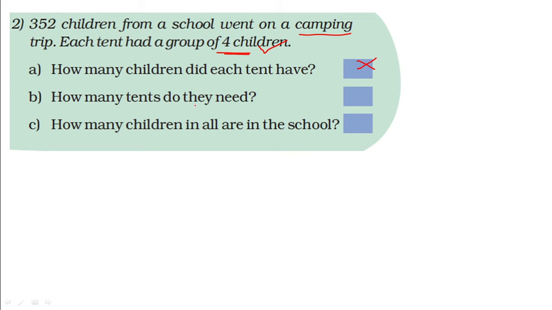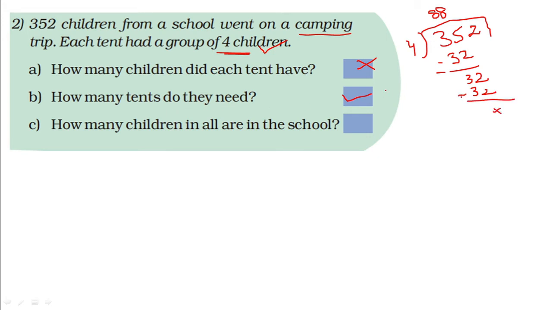How many tents do they need? Yes, this can be the question because there are 352 children and one tent can have only 4 children. So 4 8s are 32. 35 minus 32 is 3, bring down 2, 4 8s are 32. So how many tents do they need? 88.